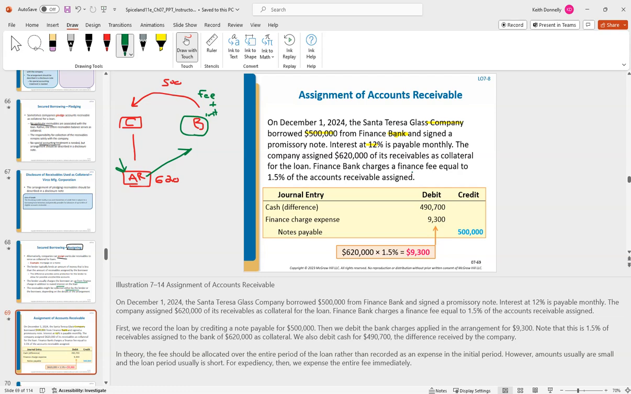So here they're saying the fee is 1.5% of the receivables, right? So 620 times 1.5, there's 9.3. How do we deal with this journal entry, right?